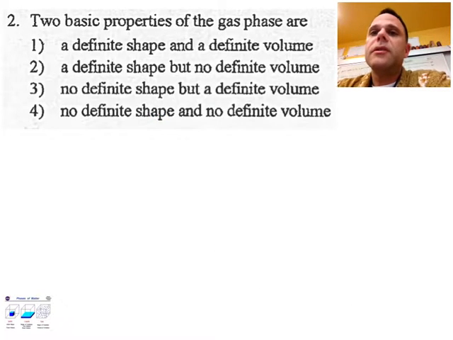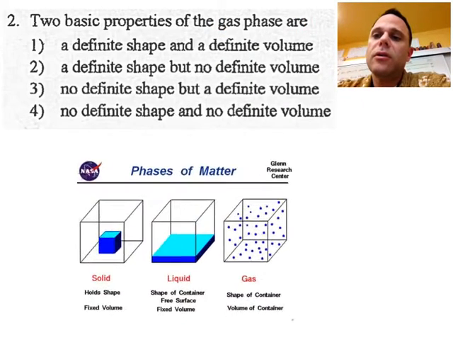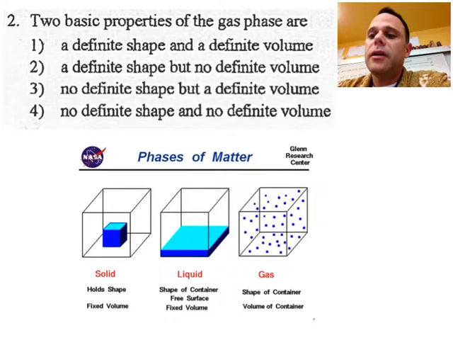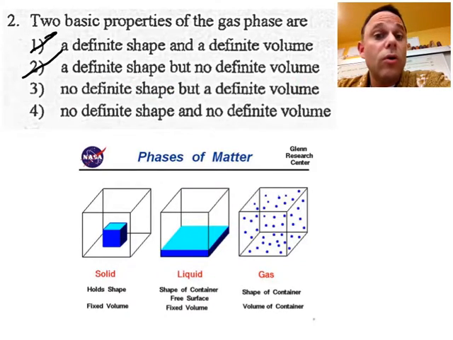In this question, it says 2 basic properties of the gas phase are. Let's revisit the same picture. And it's asking you to focus on the gas phase. So once again, a gas phase. Does it have a definite shape? Absolutely not. Definite shape, 1 and 2 cannot be choices. Does it have no definite shape? Yes. Does it have a definite volume? No, only if it's in a container. So, best answer here, choice 4.